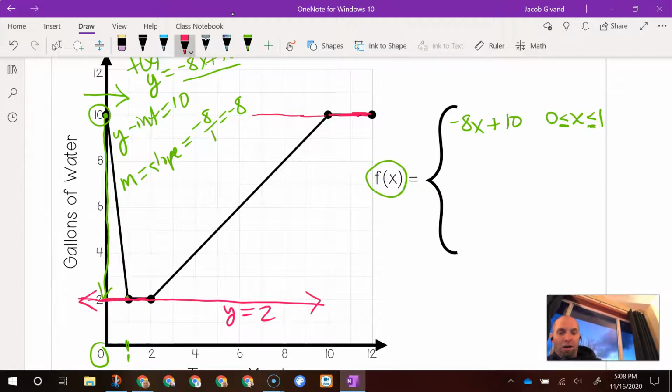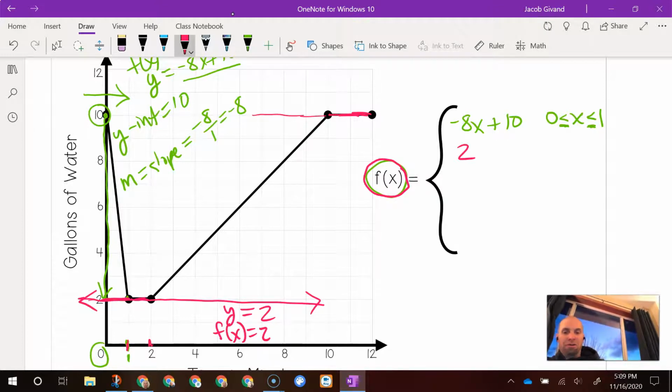Remember I said that y is the same as f of x. So we could write f of x equals 2. So the next function up here, now I'm circling this in red, is f of x equals 2. So it's 2 just for a little chunk of the graph from 1 to 2. It's just that little part right there. That's the only part. So pretty quick domain there.